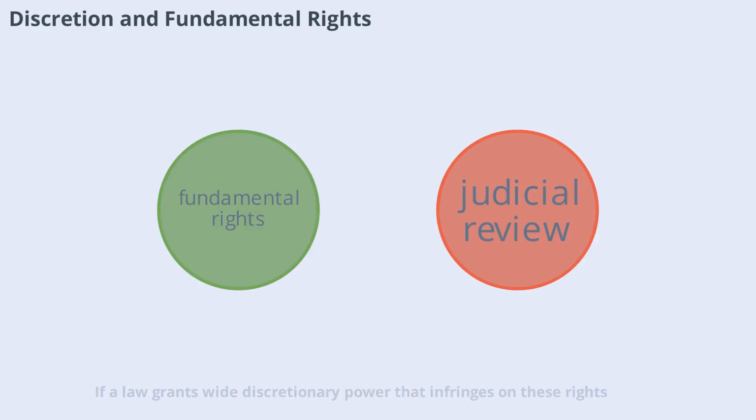If a law grants wide discretionary power that infringes on these rights, courts can declare it unconstitutional. Articles 32, 226, and 227 empower courts to control administrative authorities, ensuring that their actions do not violate fundamental rights.